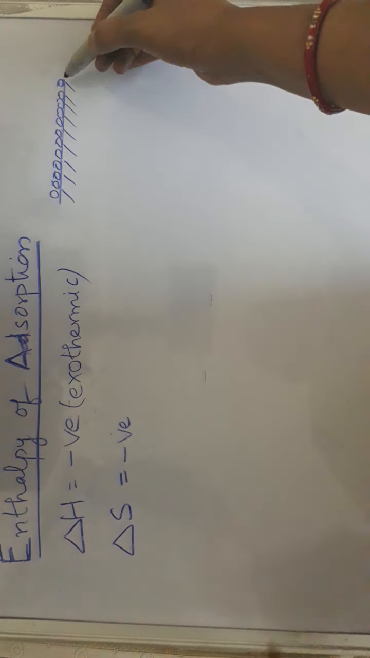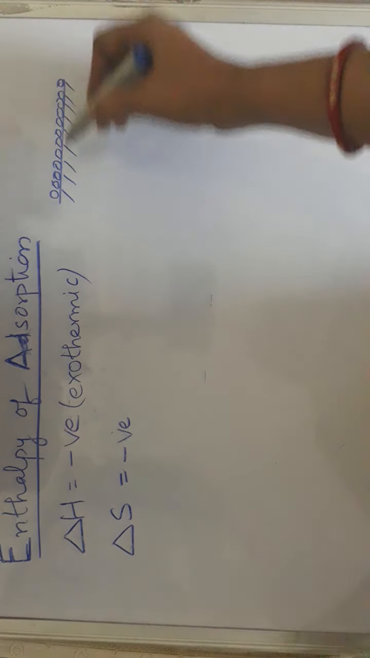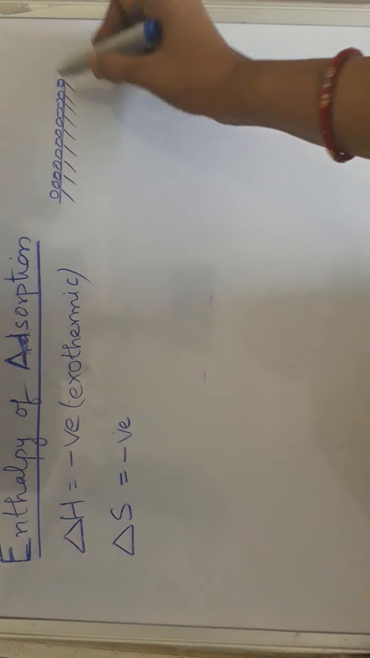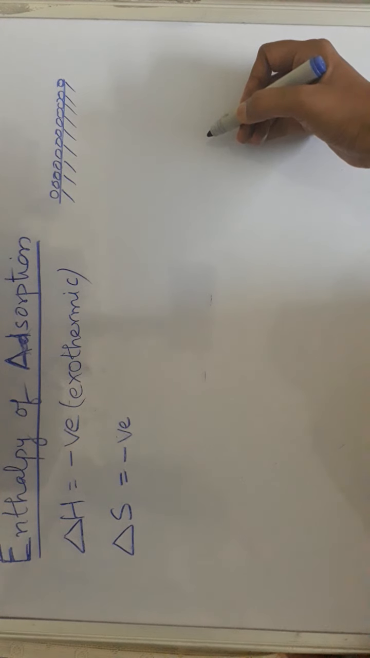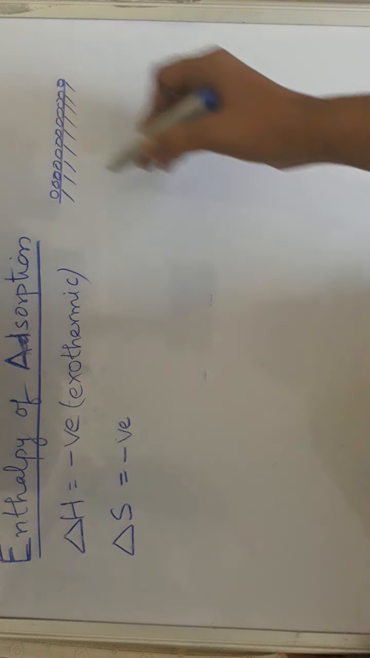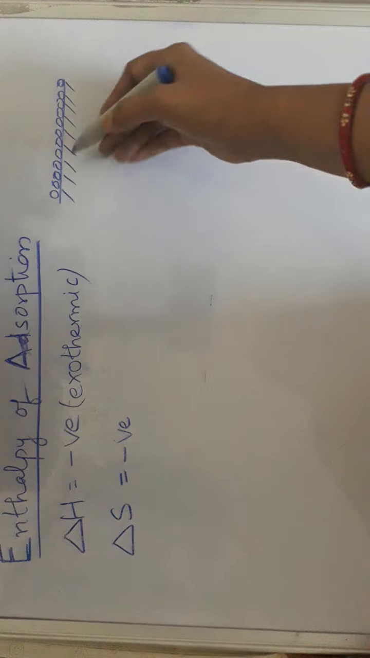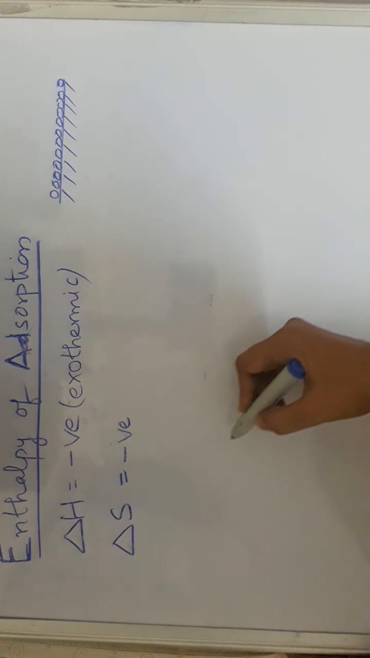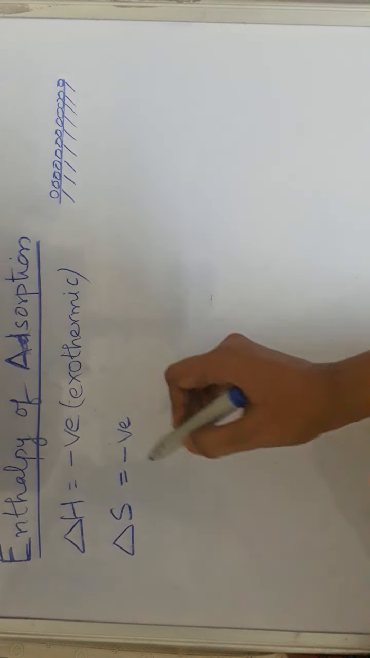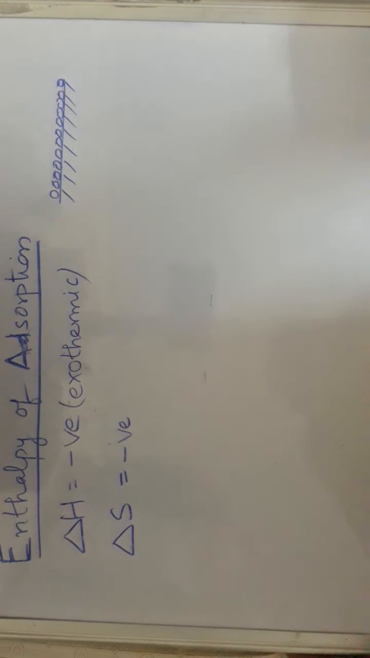And since the adsorbate molecules, which are gases, are accumulating on the surface of adsorbent, it means the randomness is decreased. There is a decrease in randomness, or they are becoming more orderly. Hence, the entropy change in case of adsorption is also negative. There is a decrease in entropy. Final entropy becomes less than the initial entropy, and hence delta S is negative.